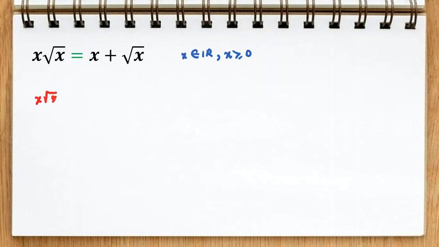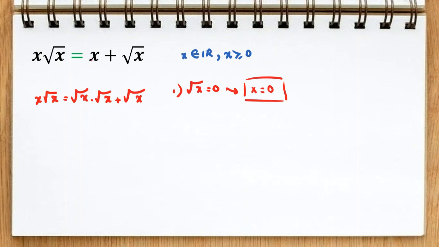say, okay, it's x square root x, because x is positive, we can write instead of x, square root of x times square root of x plus square root of x. Now, we want to divide both sides by square root of x, so we should consider that the square root of x shouldn't be 0. So in the first case, we consider if it is 0, so x equal to 0, it is one answer, it satisfies the main equation, both sides will be 0.